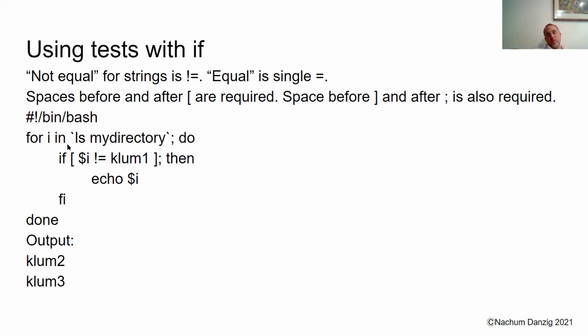So for I in, and again, my same command. So it should be clum1, clum2, and clum3. Now I say if I, notice the spaces after the if and after the first bracket required. If $I, which is whatever I got over here, is not equal to clum1, then echo I. So it's going to print clum2 and clum3, which is what it does here. So that's using an if.